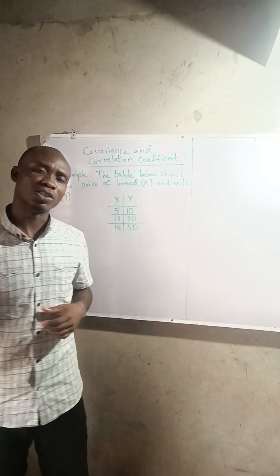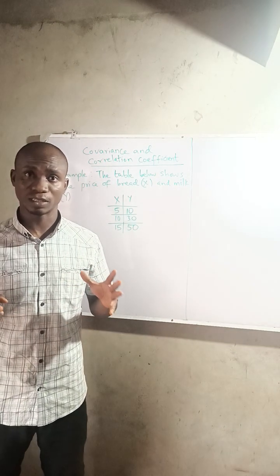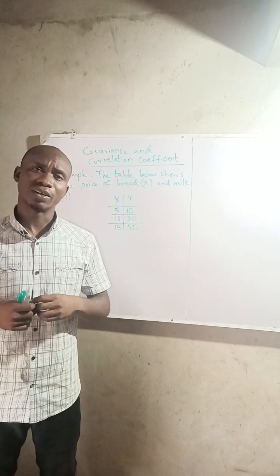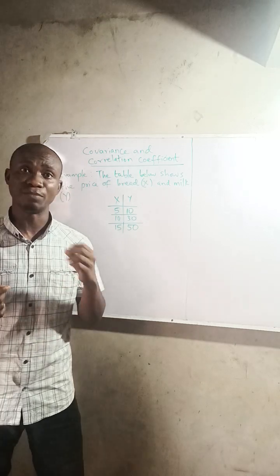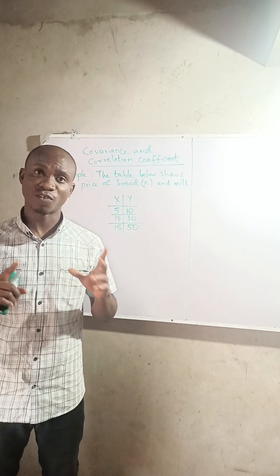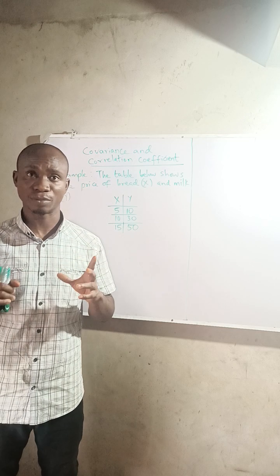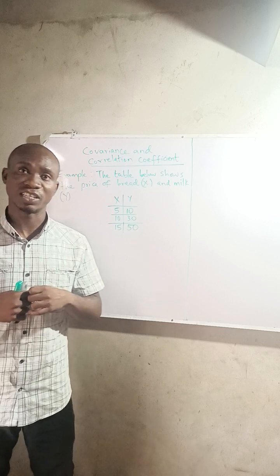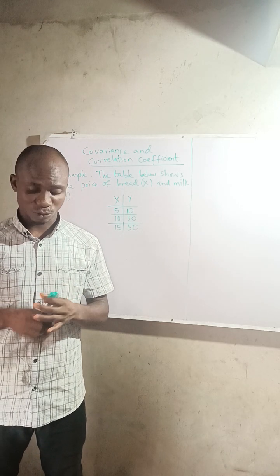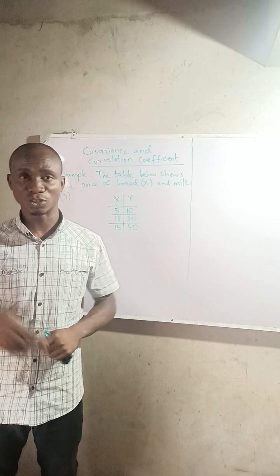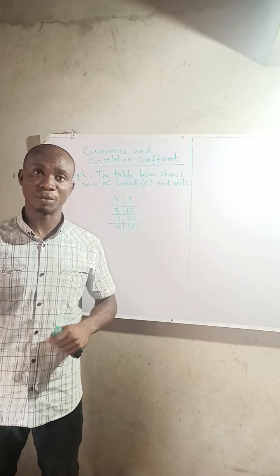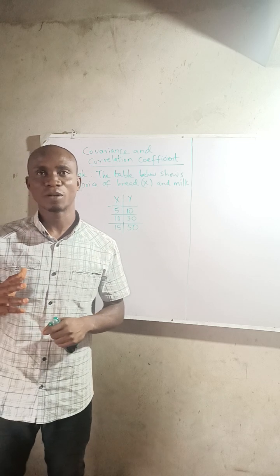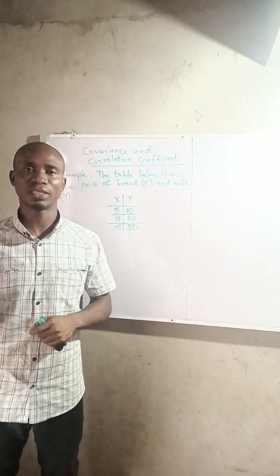Now, at this point, I would like students to know that there's a difference between correlation and regression. Regression basically is a method of estimating or predicting the value of a dependent variable based on a known measurement of the value of an independent variable. This is to say, once an independent variable is known, the dependent variable can be predicted from the value of the independent variable. So regression is more of predicting or estimating.